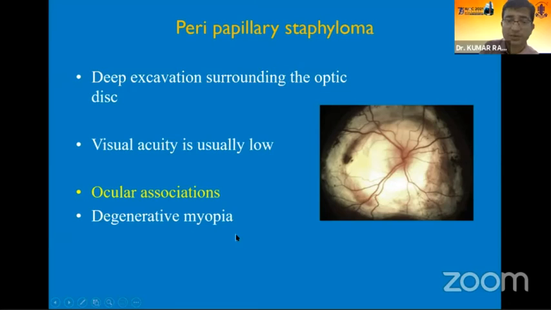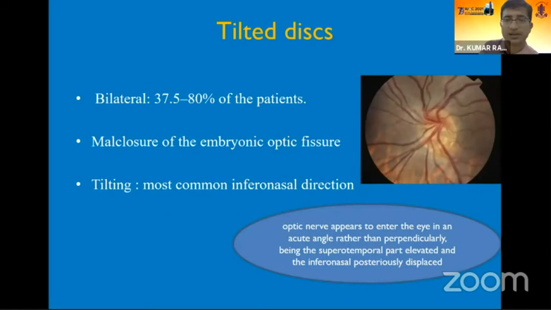In very high myopes, in degenerative myopias, we have deep excavation. Okay, and this is the last slide. In a tilted disc also, the disc is tilted congenitally, which gives a false appearance of glaucoma.